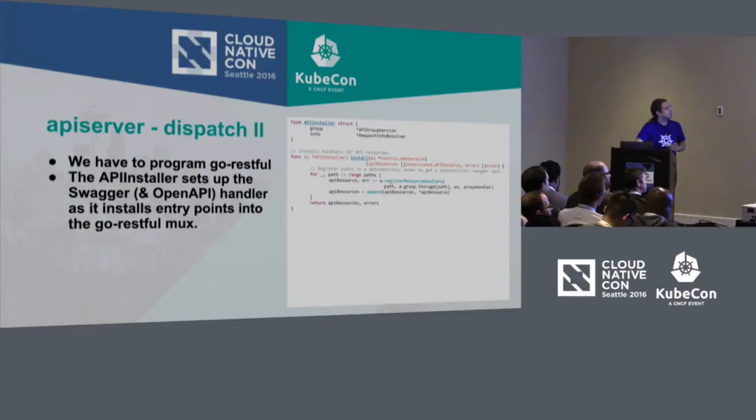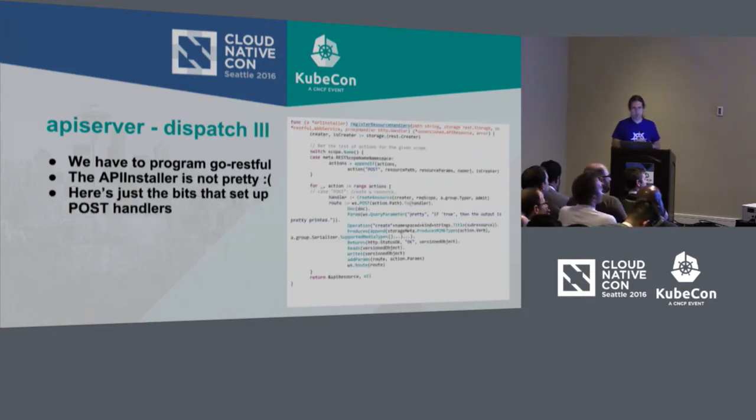So that all gets tossed into the API installer, which starts off innocently looking. It's got this install function, and it just runs through all the groups, and it calls some Swagger and OpenAPI setup code so that we get nice API documentation as it's building the paths. And then it calls this register resource handlers function. Unfortunately, if you drill into that function, you'll find that it is very, very, very long and not easy to follow. But basically, it sets up a long list of handler paths that it then programs into Go RESTful.